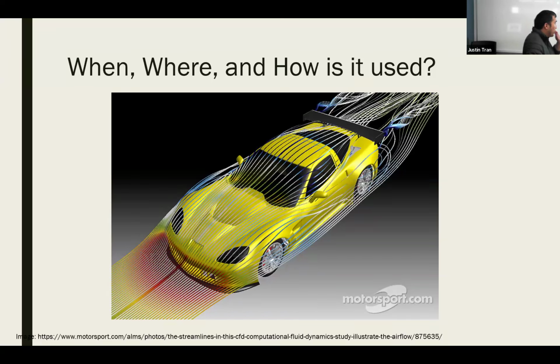What you're seeing here is a simulation of a sports car. This figure shows the airflow over the sports car as it's driving down the freeway. Each of these lines is the path of the air as it flows over the car. A simulation like this is only possible by solving the differential equations that govern fluid and heat flow. So this class is central to something like this, which is used all the time in engineering practice today.